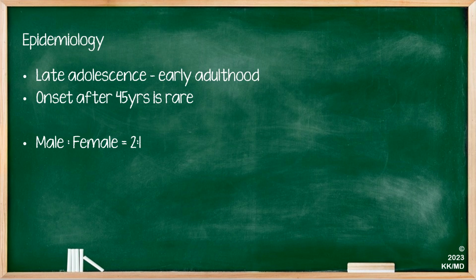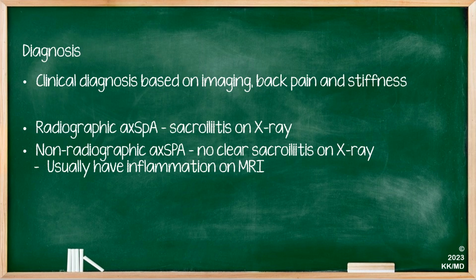AxSpA tends to affect late adolescents and early adults, with onset after 45 years of age being quite rare. There is a male predominance of approximately 2 to 1. Clinical diagnosis is based on multiple factors including imaging, the presence of back pain as well as stiffness. Radiographic AxSpA involves sacroiliitis being evident on X-ray. Non-radiographic AxSpA means that there is no clear sacroiliitis on the X-ray, but usually they may have inflammation on MRI scanning.